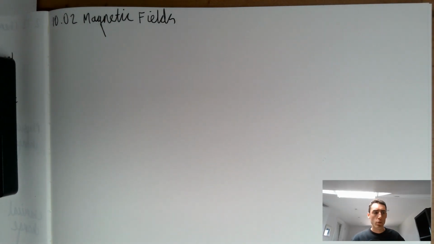Hi everyone, welcome to this second video in the electromagnetism scheme of work. This is on a lesson regarding magnetic fields. And this is quite a difficult lesson. It's one of the historical lessons in the schemes of work that you'll have seen before.